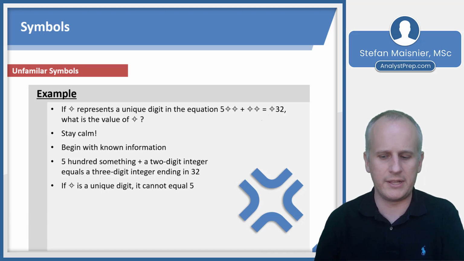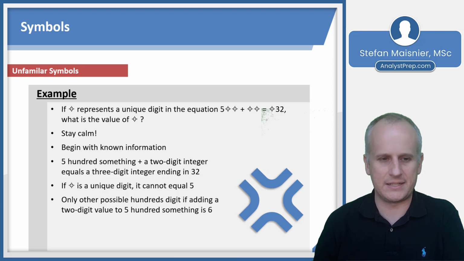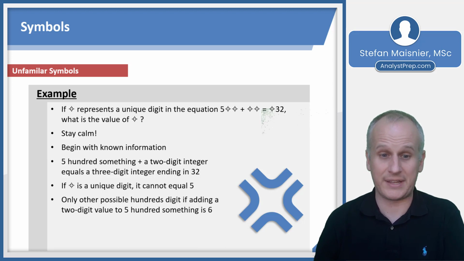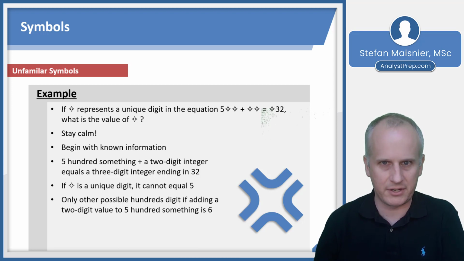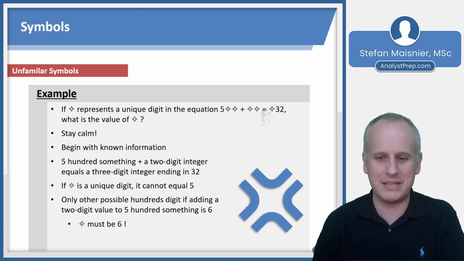It's not already there. The only other possible hundreds digit when you add a 2-digit value to 5 has to be 6, because if I'm adding a 2-digit number, it's going to be less than 100. So I can't get up from 500 something to 700 something, for instance. So that means that the diamond has to be 6.